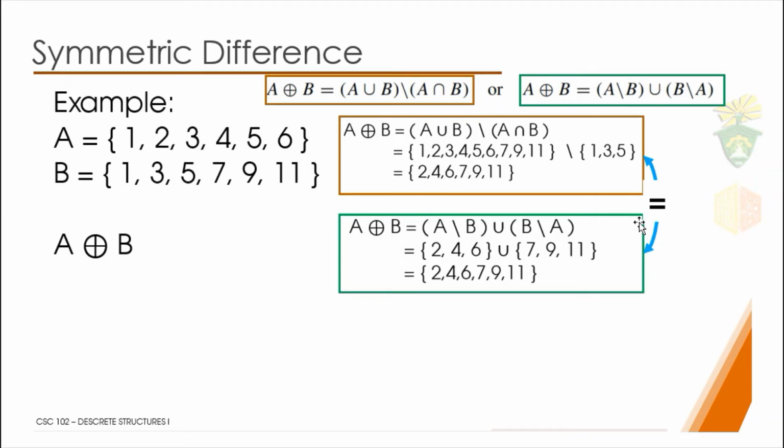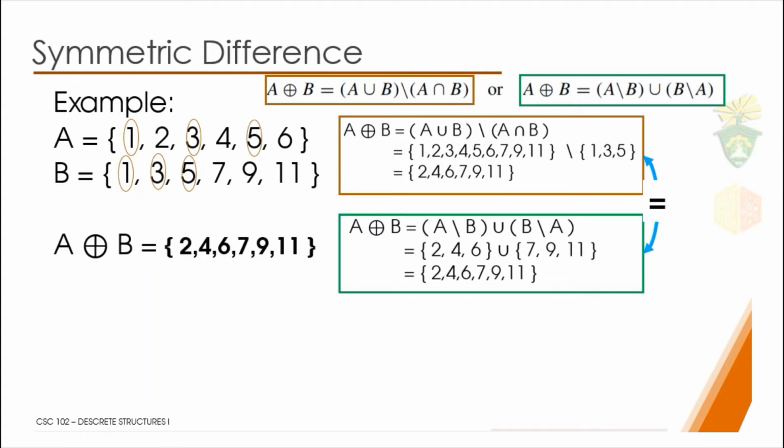So the answer should be the elements only unique to A and B, but not their intersection. So we have this one as our final set. Note that when it is your time to perform this operation, you don't have to use these two definitions to get the result. You may use one of them since both definitions will always yield the same answer. However, you can always just find those elements from A and B that are unique to A and B alone, and not in the intersection of A and B.